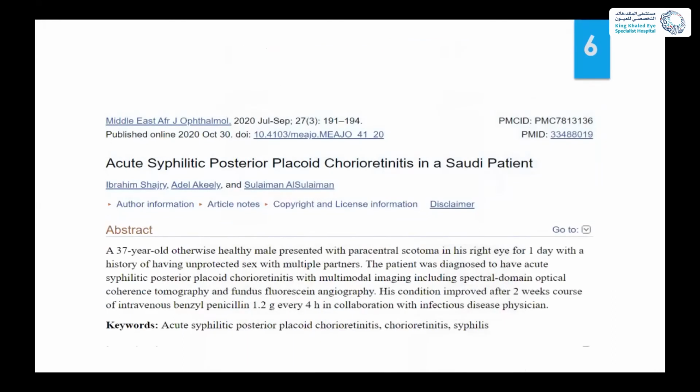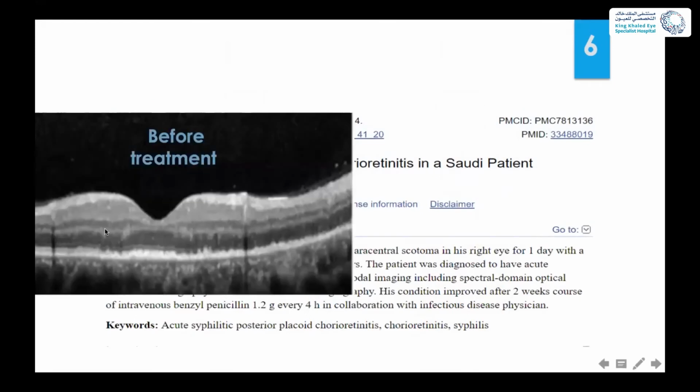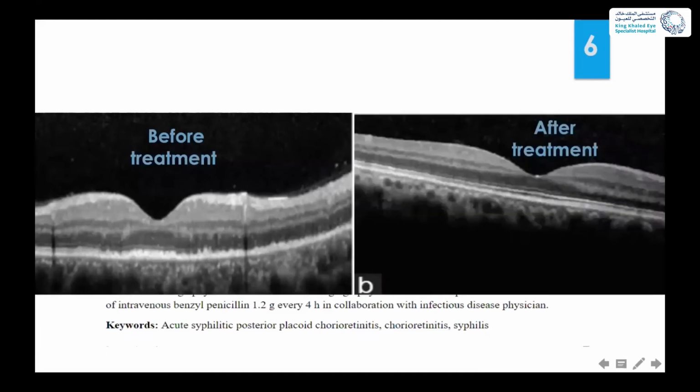And this is a nice article about acute syphilitic posterior placoid chorioretinitis in Saudi patients. In this article, they describe the OCT before the treatment, and you can see the external limiting membrane is intact, the ellipsoid zone is disrupted, and there is nodular hyperreflectivity over the RPE. And after the treatment, after 3 weeks, you can see the ellipsoid zone is completely healed. This is one of the signs of patients with syphilis. After treatment, usually this ellipsoid zone is healed. So you need to know these signs to diagnose patients with syphilis.